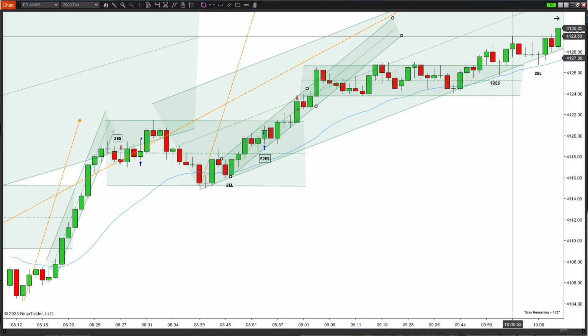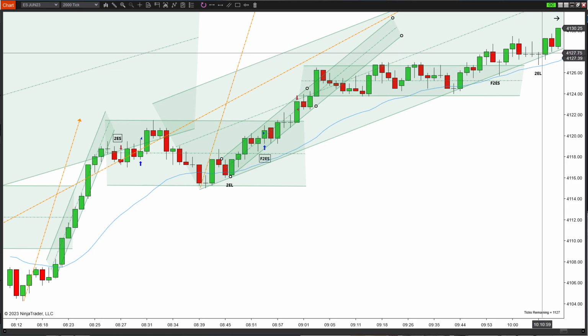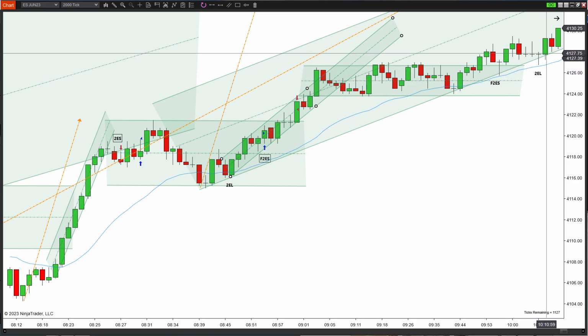Then I saw a new high here. First entry long, second entry long. Now this second entry long is there. However, it almost touched the EMA just like this one. There is potentially a trade here, but I didn't really like it just because it's too doji-ish.